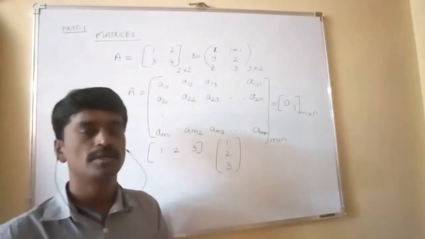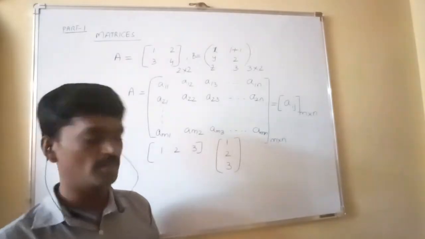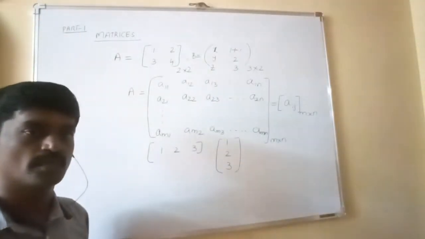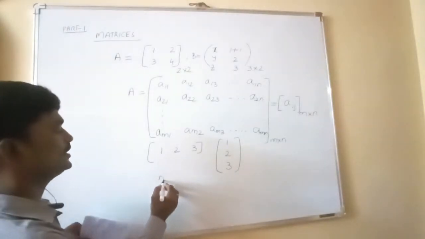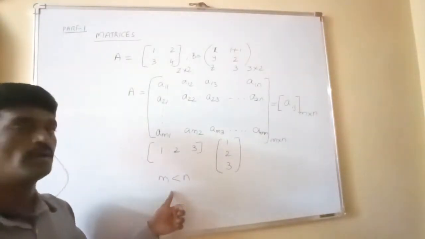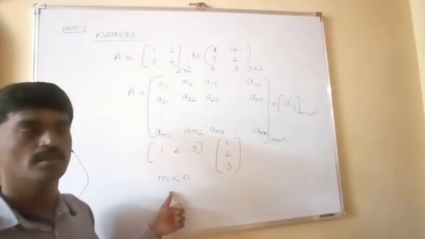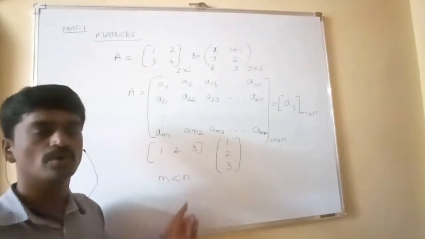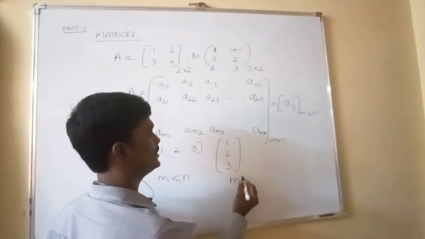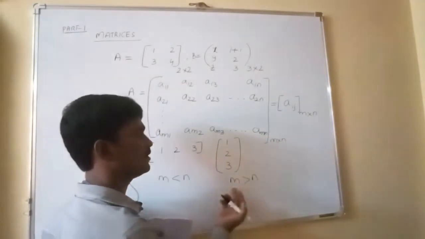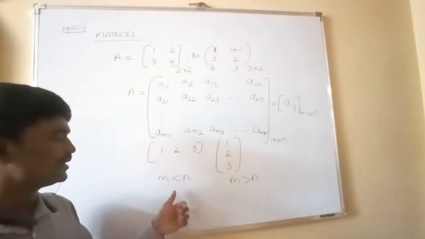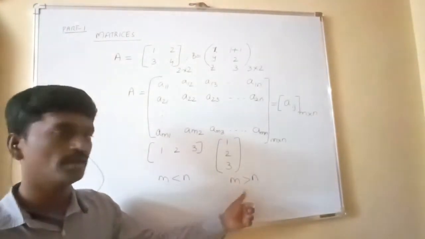Next we have to learn the next definition, horizontal and vertical matrix. So suppose A is a matrix of order m by n. If the number of rows is less than the number of columns, m is less than n, then it is called a horizontal matrix. A matrix in which the number of rows is less than the number of columns is a horizontal matrix. If the number of rows is more than the number of columns, or the number of columns is less than the number of rows, that is a vertical matrix. This is the horizontal matrix, this is the vertical matrix.